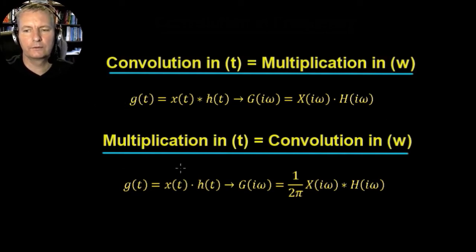Now we can also say that multiplication in the time domain is equivalent to convolution in the frequency domain. So we can say that our g of t equals x of t times h of t. Then in the frequency domain we'll have X of i omega convolved with H of i omega, but of course there's an extra factor of 1 upon 2 pi in it at this point here.